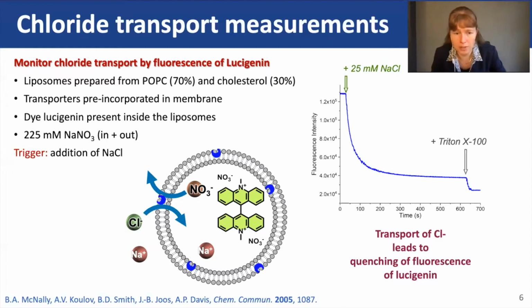And this chloride transport process, we can then monitor with fluorescence spectroscopy, where we see, after the addition of the chloride, the quenching of the fluorescence of lucigenin, indicating that transport indeed happens. And at the end of the experiment, we could add some detergent to lyse the vesicles to verify that indeed transport took place and for normalization purposes.